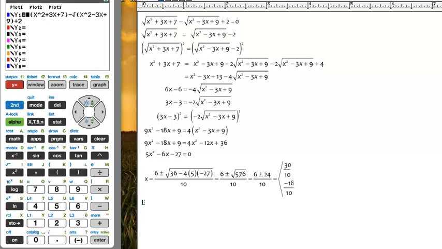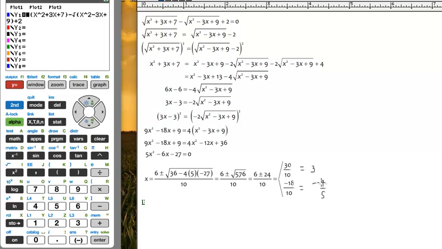I'll end up with 30 over 10 when I do 6 plus the 24. That gives me a 3. And when I do the 6 minus the 24, I get negative 18. And when I divide that by the 10, I'll reduce it down to negative 9/5.